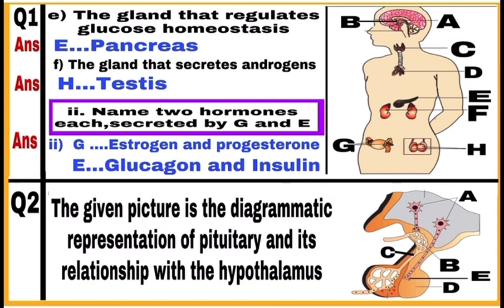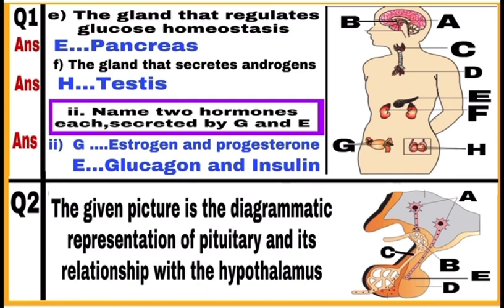Part E of question number 1. The gland that regulates glucose homeostasis. It is E. Pancreas gland. It is responsible for regulating glucose level in the blood. F. The gland that secretes androgens. It is H. Testes in males which secrete androgens, mainly testosterone.